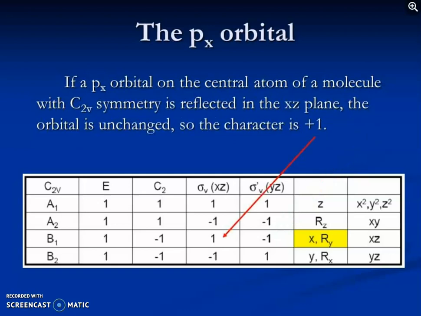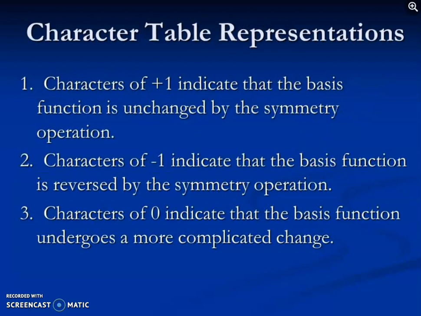Now, if a px orbital on the central atom of a molecule with C2V symmetry is reflected in the XZ plane, the orbital is unchanged, so the character is +1. So that is how you will understand character table representations properly. A character of +1 indicates that the basis function is unchanged by the symmetry operation. A character of -1 indicates the basis function is reversed by the symmetry operation. A character of 0 indicates the basis function undergoes a more complicated change.